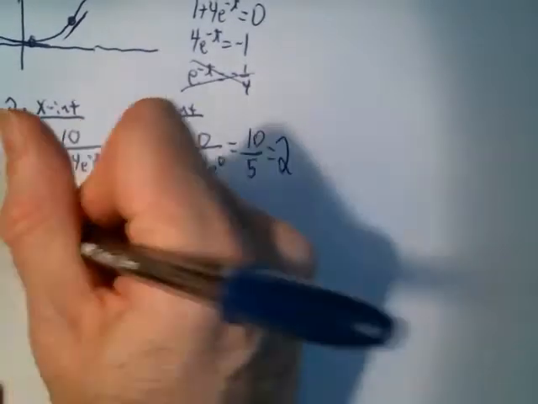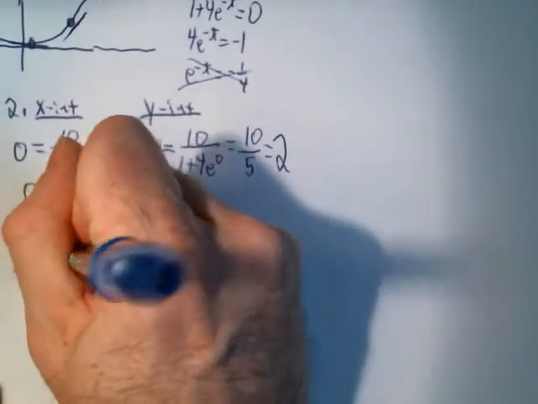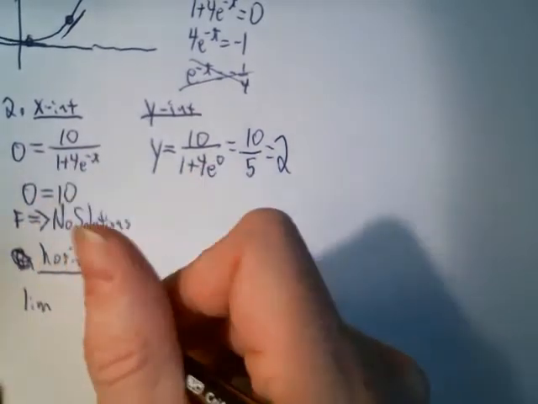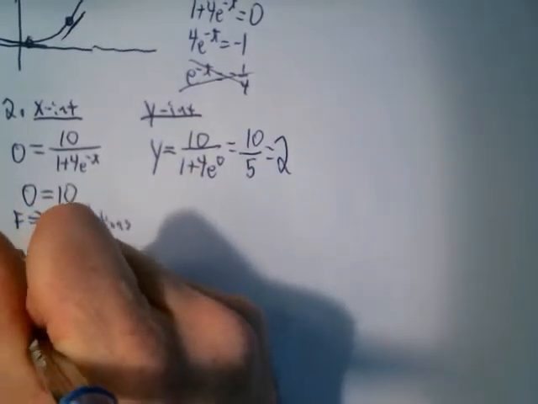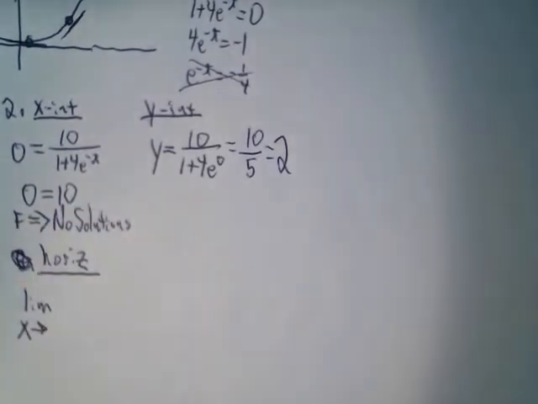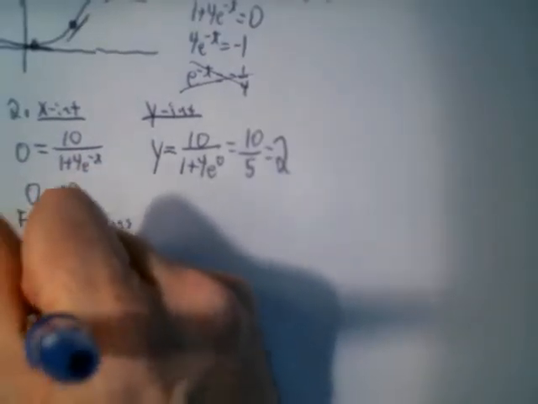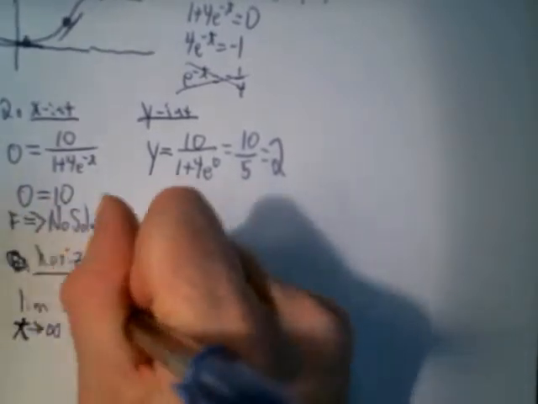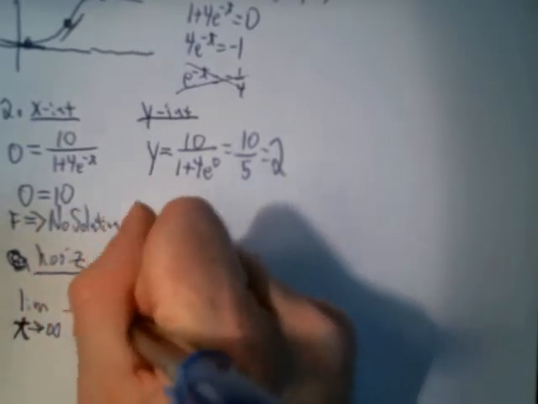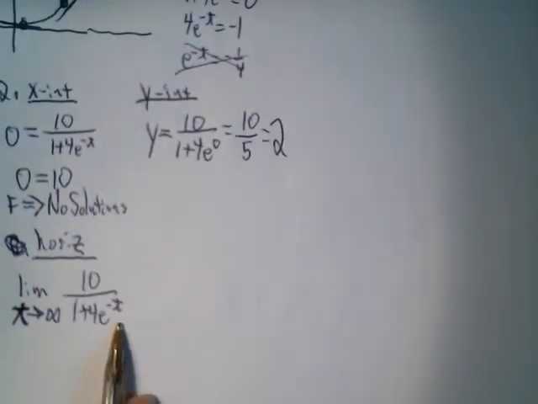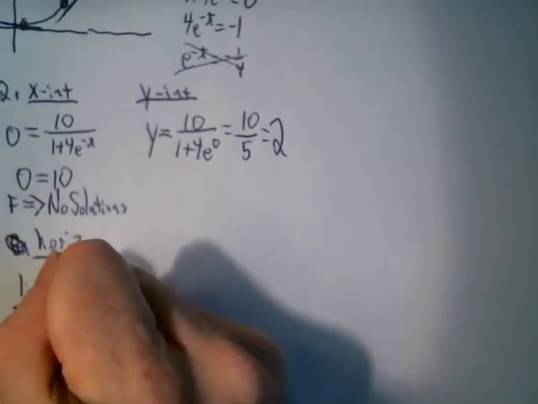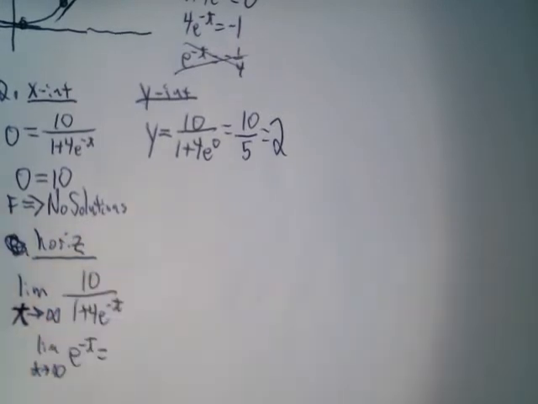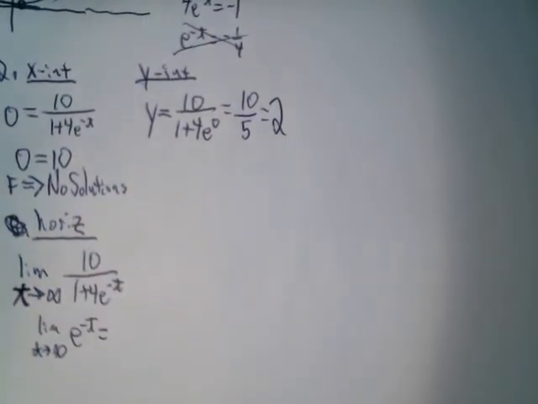We want horizontal and vertical asymptotes. The horizontal asymptotes, there's actually 2 of them here, 2 different ones. The limit as t goes to infinity of 10 all over 1 plus 4e to the negative t. This e to the negative t, if you just zoom in on that, the limit as t goes to infinity of e to the negative t, that was one of our special limits from our limit chapter.